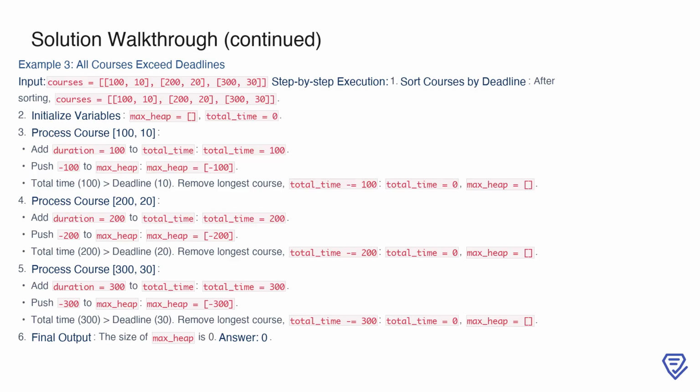Similarly, for the third course, with a duration of 300 and a deadline of 30, we add its duration, update the total time to 300, and push the negative duration into the heap. The total time once again exceeds the deadline, so we remove the longest course, resetting the total time to 0. In the end, the max heap remains empty, meaning no courses could be taken. Therefore, the answer is 0.